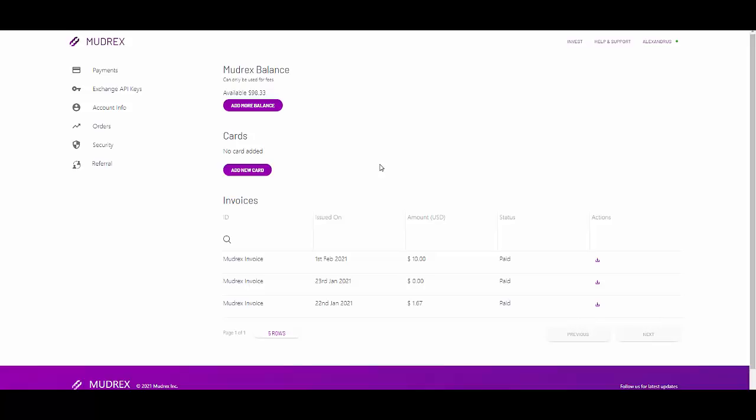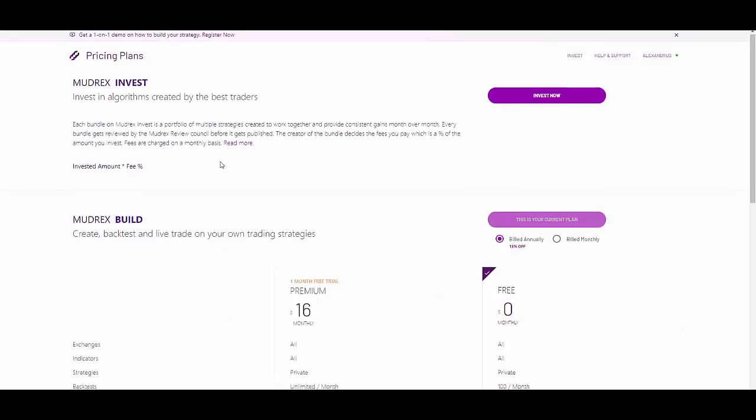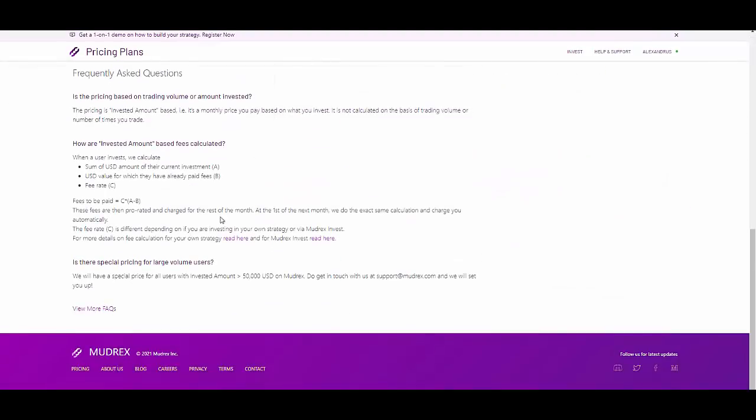And if a specific strategy won't make you a profit in a specific month, Mudrex will refund you the money you had to spend on the strategy fee. So that's also great. Here you can also invest into the Mudrex build, for example. You have a lot of interesting options.